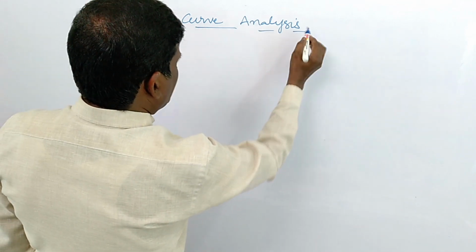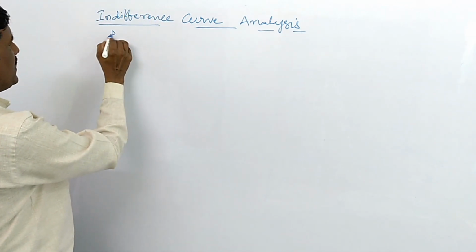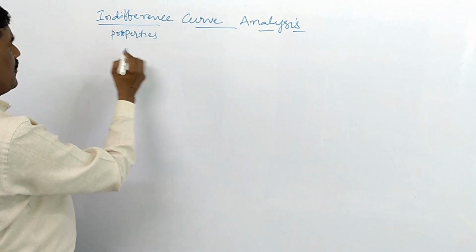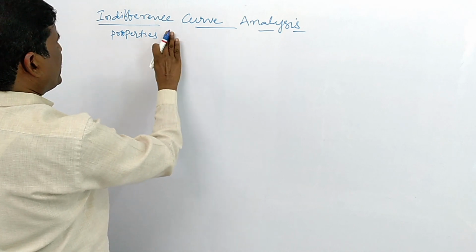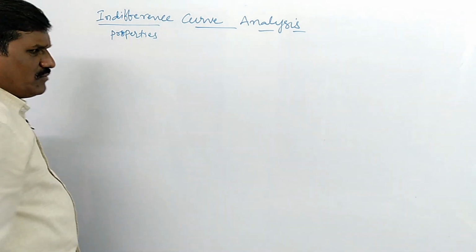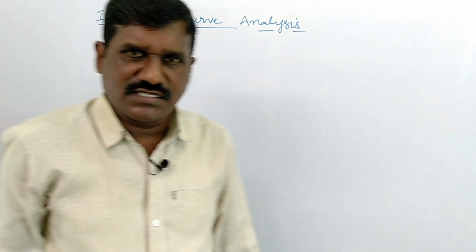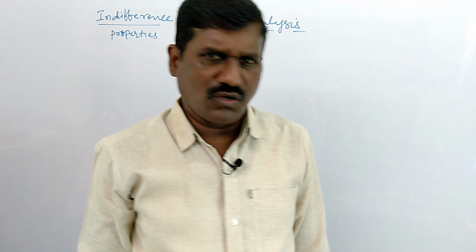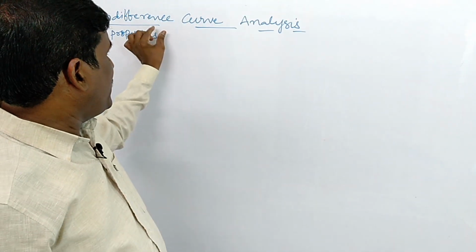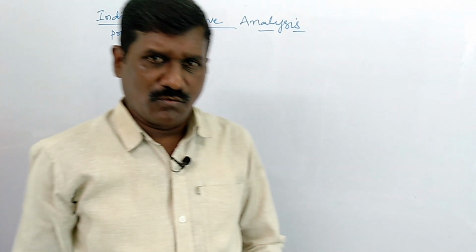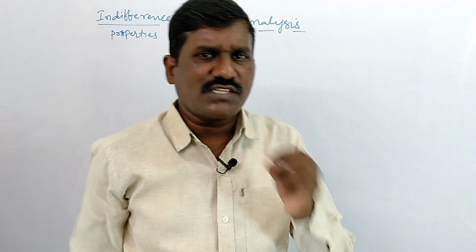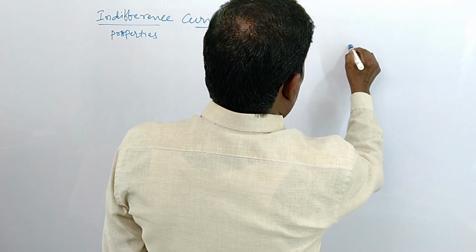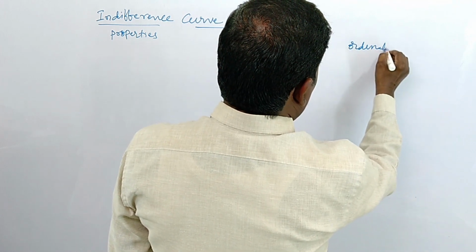In the indifference curve analysis, we are discussing the properties or features of indifference curve. How can we explain the properties of indifference curve? Before we analyze that, a few words about the ordinal utility. What is the ordinal utility?